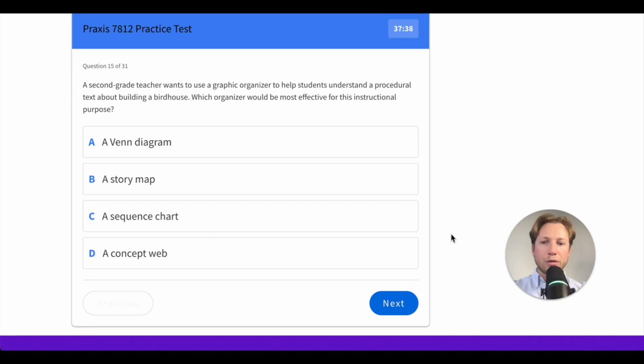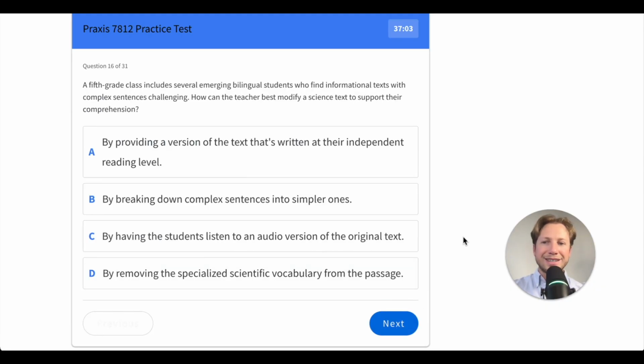All right, question number 15 asks, a second grade teacher wants to use a graphic organizer to help students understand a procedural text about building a birdhouse. Which organizer would be most effective for this instructional purpose? What do you think? All right, answer option C, a sequence chart. Remember that these are designed to organize information in chronological or step-by-step order, and so that's what we want to pick.